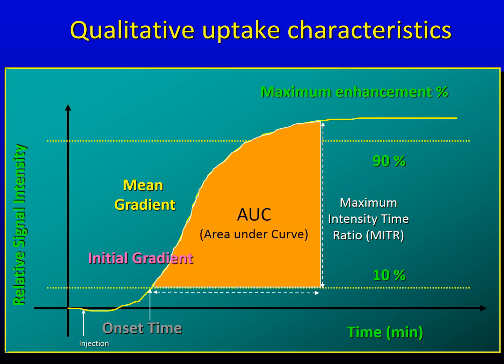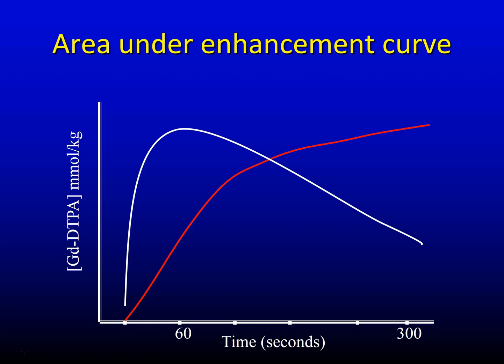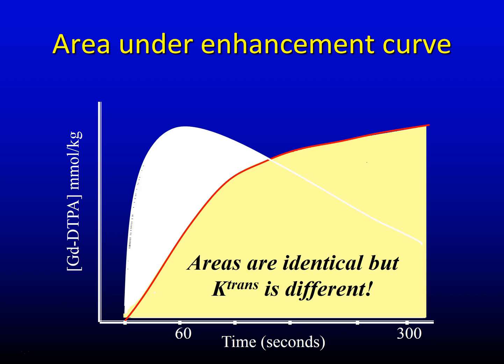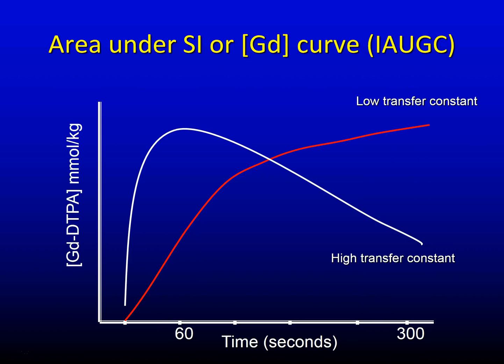Or you can get something called the area under the gadolinium curve, which represents this particular area. The area under the gadolinium curve seems to be quite interesting. If you look at these two curve shapes, you can see that their area is in fact identical, but the transfer constant would be quite different. If you have a high wash in, high wash out, that's a high transfer constant. If you just have wash in, that would represent low transfer constant.